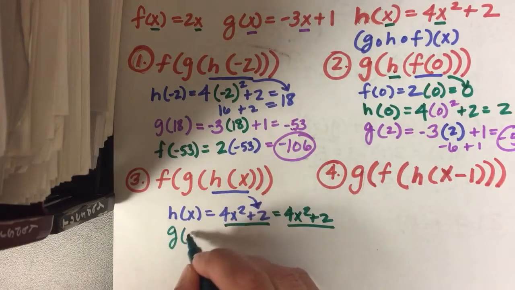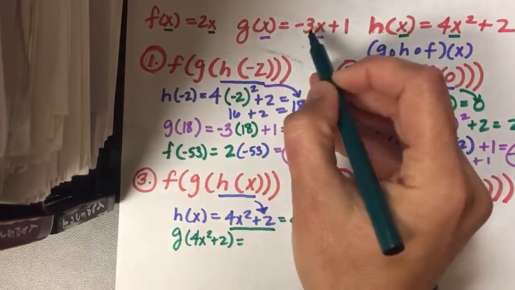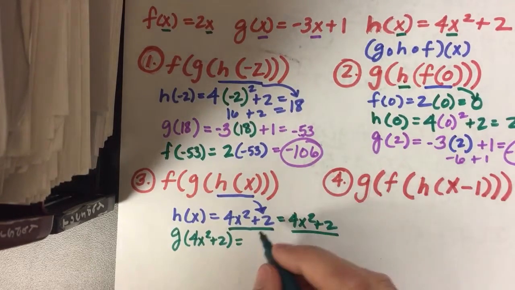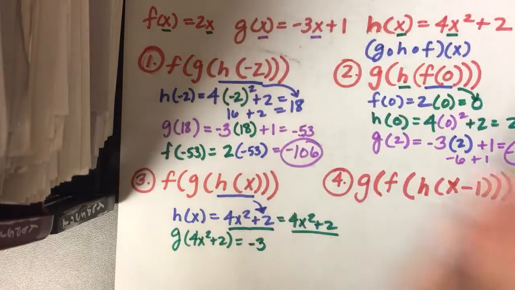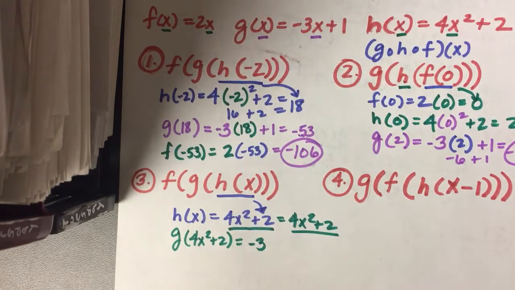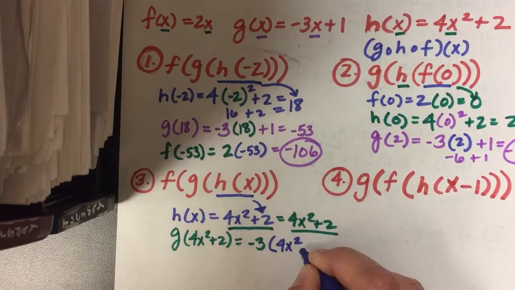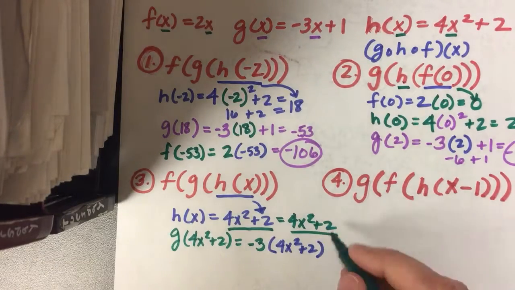So g of 4x squared plus 2 means that I'm going to do g of x, which is negative 3x plus 1, so negative 3. And again, there's your input, negative 3x, and for our input, 4x squared plus 2, plus 1.